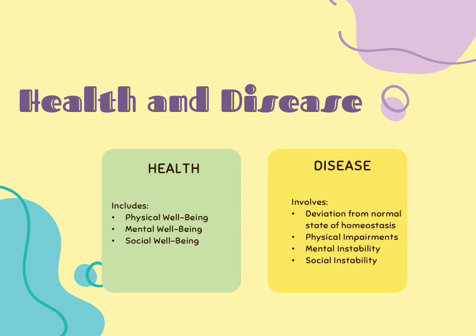this deviation from our normal state of homeostasis or balance. We have physical impairments, we have mental instability, and we can also have social instability. And in some cases, if one of these areas are off or we are affected, then you do see illness pursue in the other areas of mental, social, physical. So it's good to know that all of these areas work in tandem with each other.